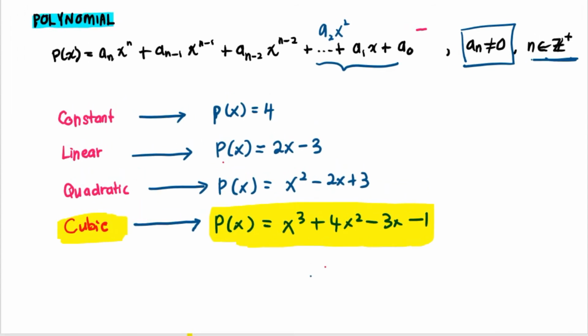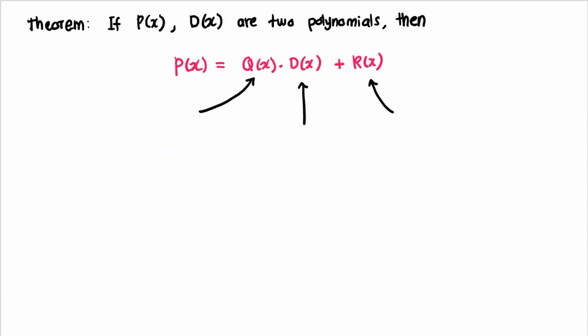All right, let's go to this one. We have a theorem saying that if p(x) and d(x) are two polynomials, then we can write p(x) equal to q(x) multiplied by d(x) plus r(x). We break p(x) into q(x) multiplied by d(x) plus r(x), where q(x) is the quotient, d(x) is the divisor, and r(x) is the remainder.